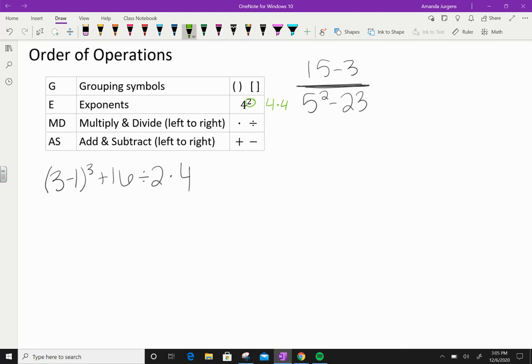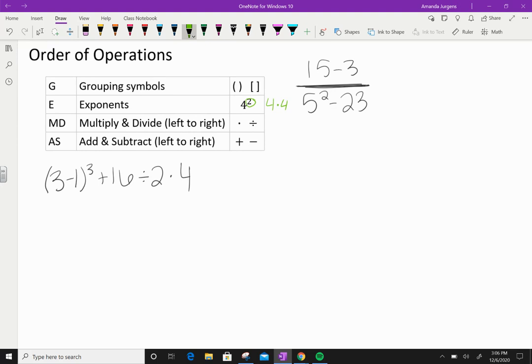The next thing you're going to look for is multiplying and dividing, and you always solve these left to right. So sometimes you multiply first and sometimes you divide first. It just depends on which one's in the expression first. Last, you're going to add and subtract. And like multiplying and dividing, you solve those left to right. So sometimes you'll add first, sometimes you'll subtract first.